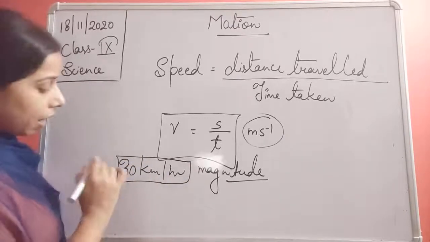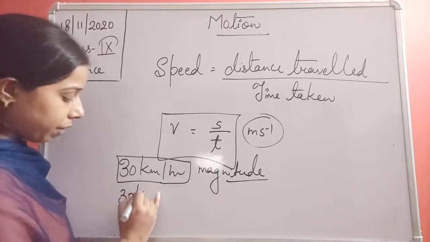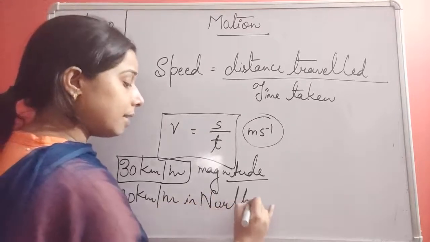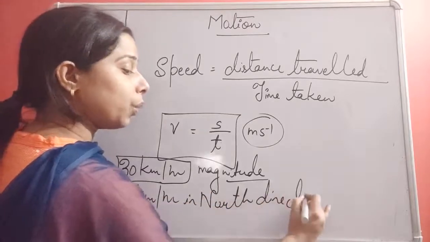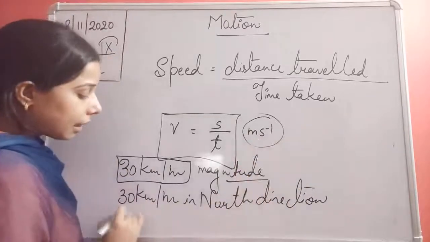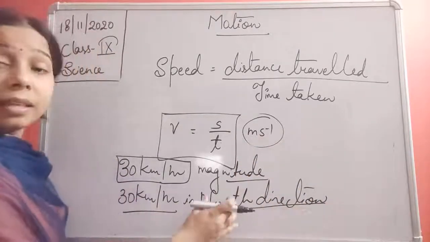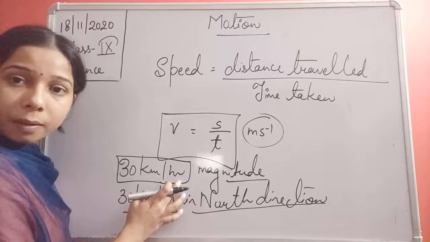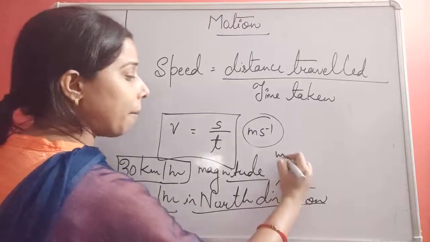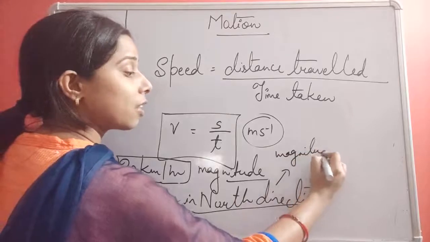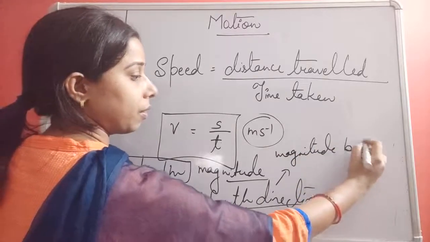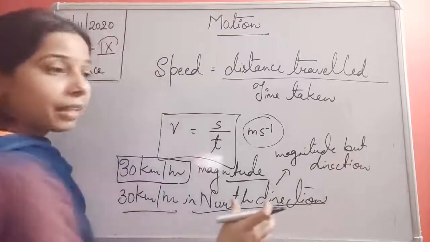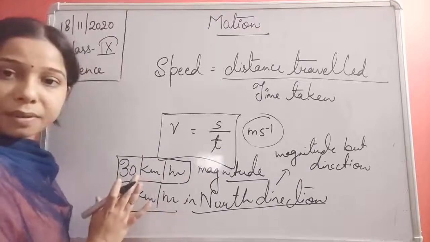And if I say that this car is moving at 30 kilometer per hour in the north direction, what is the new thing that you can see here? In this one the direction is specified, right? And that was not mentioned in the first one. So here not only the magnitude but the direction is also there.